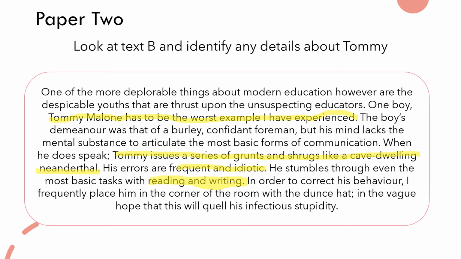Now again, this is going to be quite a difficult thing for a lot of people to understand if you don't know it from the key, but the dunce hat is something that was placed on students' heads when they were deemed to be stupid or misbehave, and it was essentially a hat that said dunce on it, basically meant that you were stupid and you'd be placed at the front of the classroom or the corner as a place of ridicule. So he's treated quite poorly here just for the fact that he's not very good at reading and writing. And the teacher does this in the vague hope that it will quell his infectious stupidity.